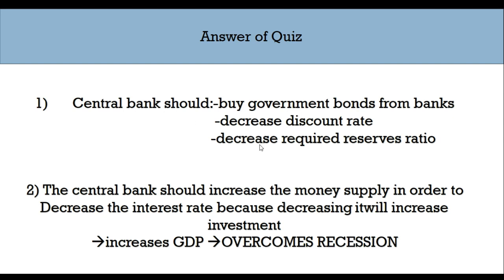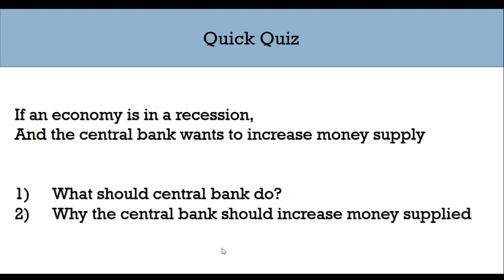And also the central bank should decrease the required reserve ratio, because as we said before, when the required reserve ratio is decreased, the bank will be able to give more loans, and this will increase the money supply. Okay, now the second question, why should the central bank increase the money supply?